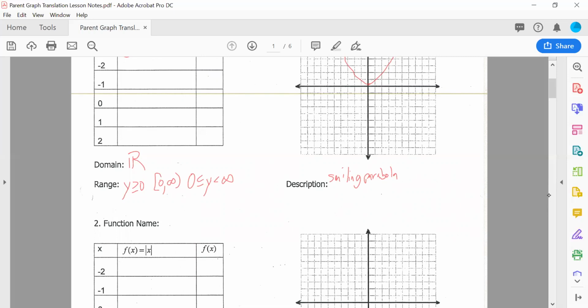Side note, what if I write y equals negative x squared? That is a frowning parabola. Okay, he's so sad.